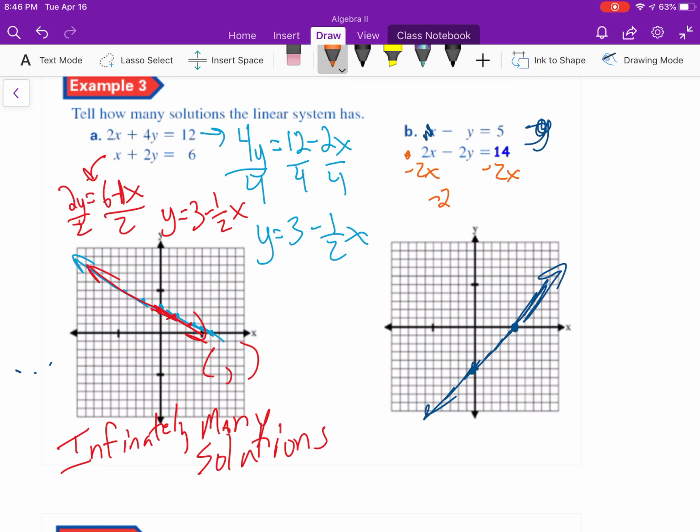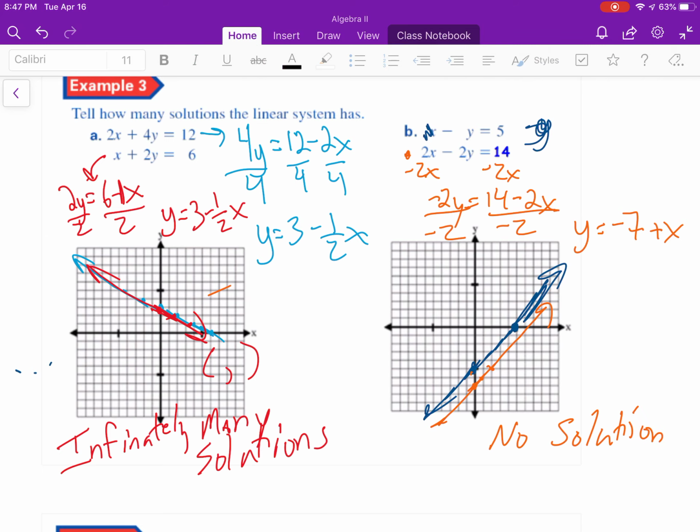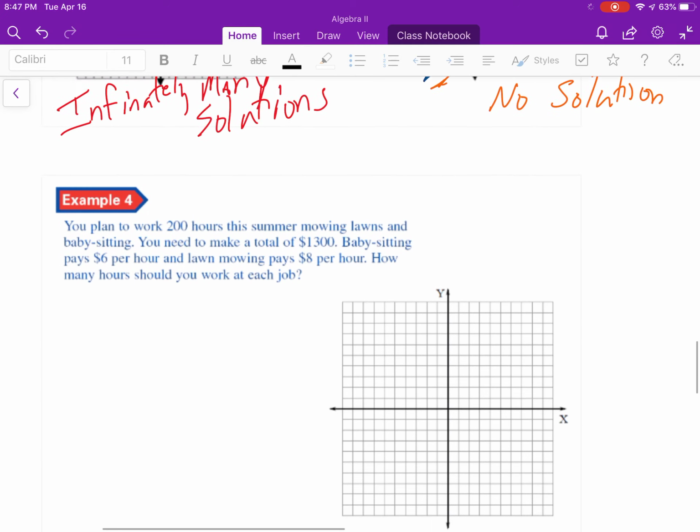Slope-intercept form. So -2y equals 14 minus 2x. Divide by -2, and y is -7 plus x. So I'm going to go down to -7, and I'm going to go up 1 over 1, up 1 over 1, and there I have it right there. Hey, they're parallel to each other, so that means there is no solution. There is no point at which they're going to cross, so no solution.